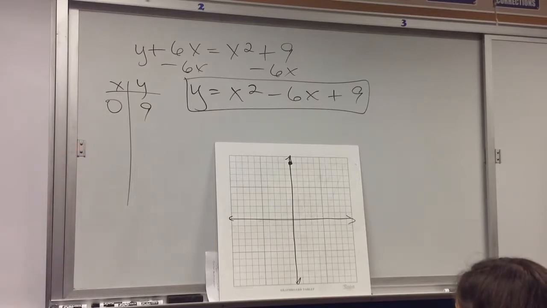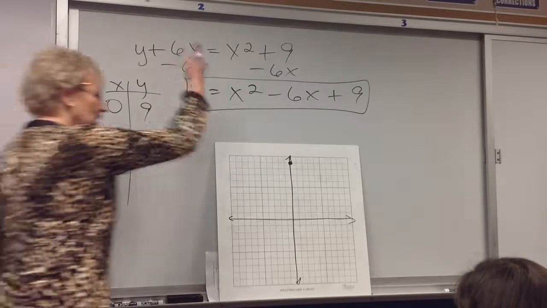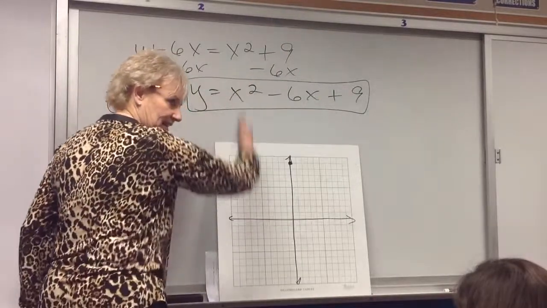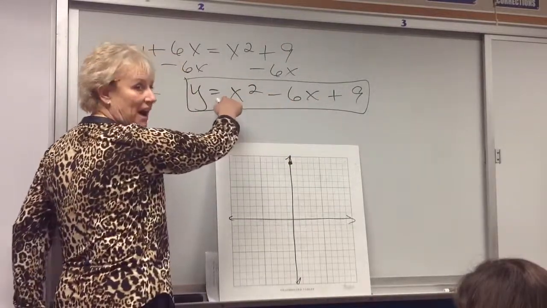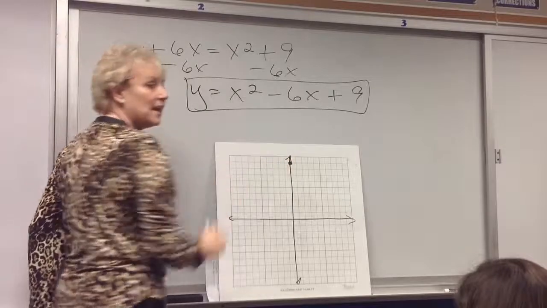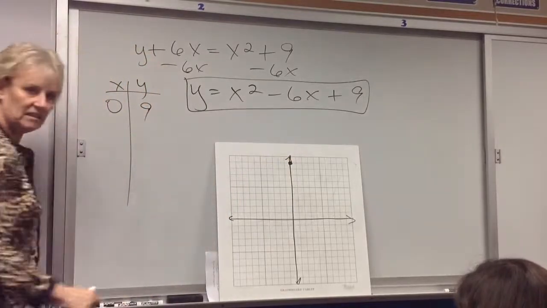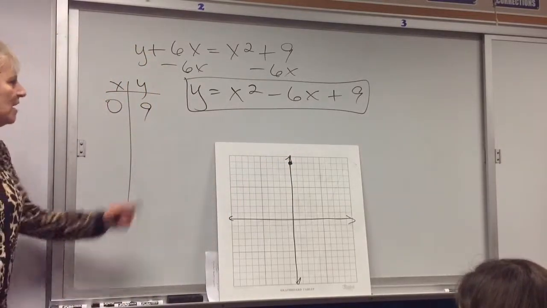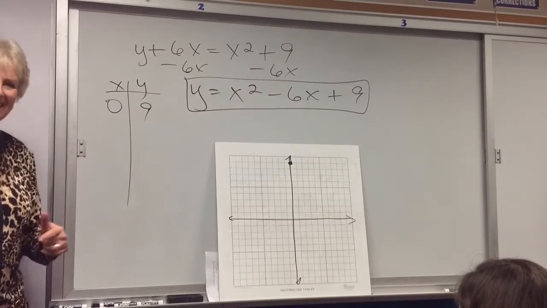It's going to go like that because this is positive, and it's going to go through there. How? You'll see. It's not big enough.